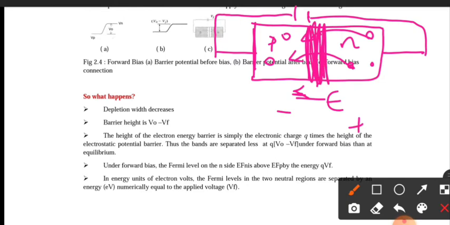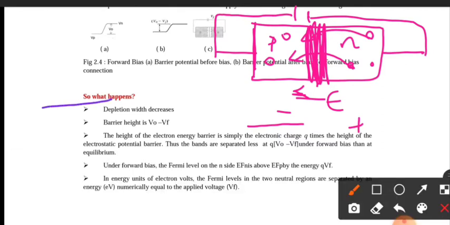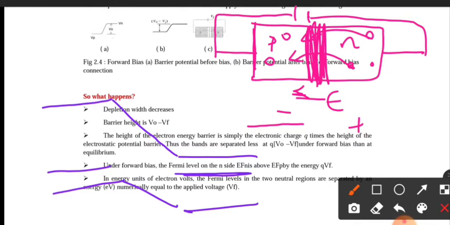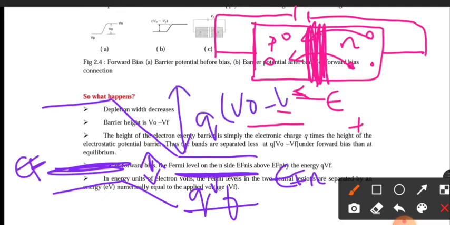So what will happen here? The alignment, if I am drawing this, it will be like this. So here there will be a difference in the Fermi level. This is EF, the Fermi level at the P side, this is the Fermi level at the N side. There is a difference. That difference is given by Q times VF. And this barrier difference is given by Q times (VO minus VF).